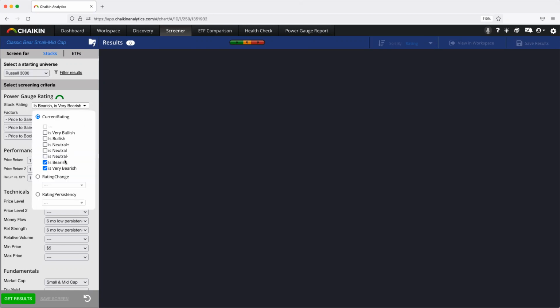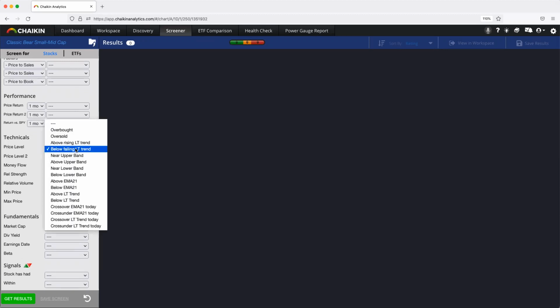We are looking for bearish and very bearish power gauge rated stocks. This defaults to bullish and very bullish. Typically, most of the time we're screening for outperformers, bullish stocks, but we're not doing that here. We're looking for bears. So bearish and very bearish.